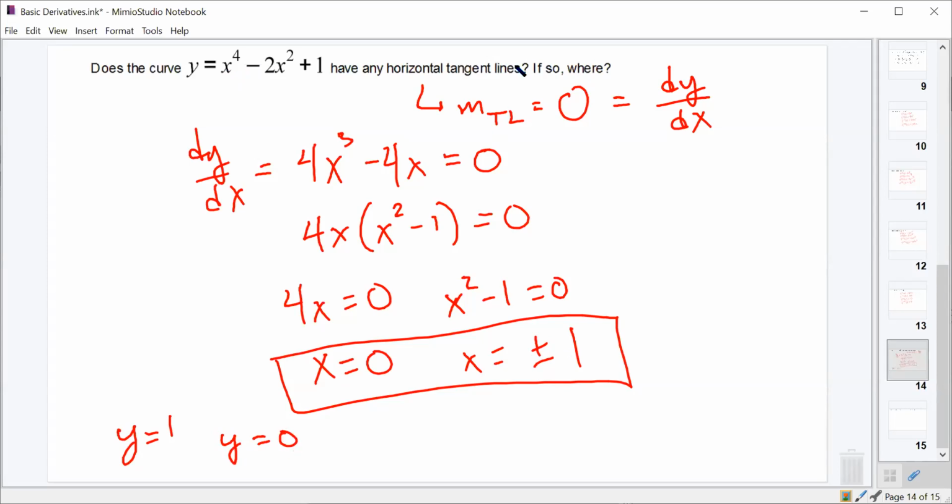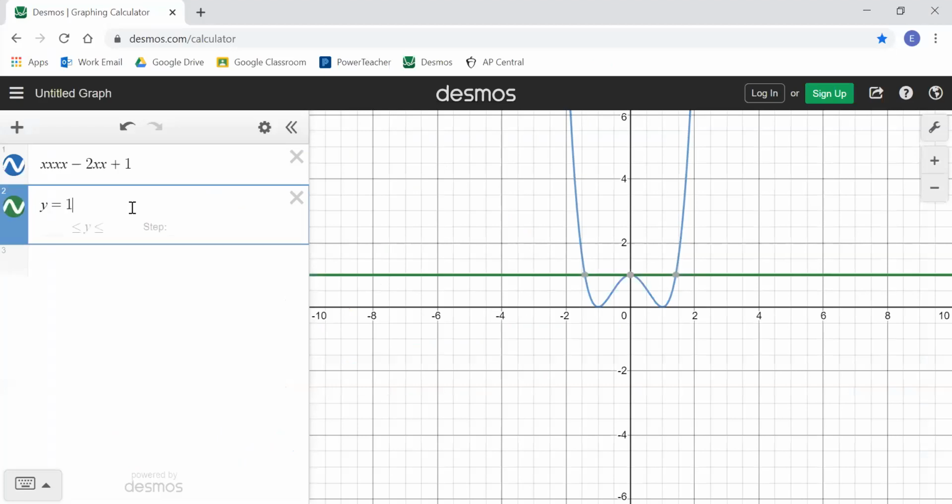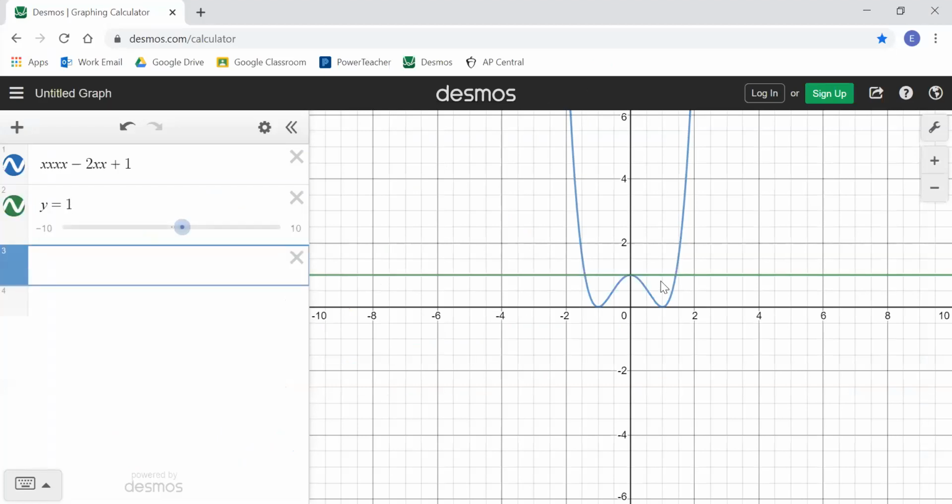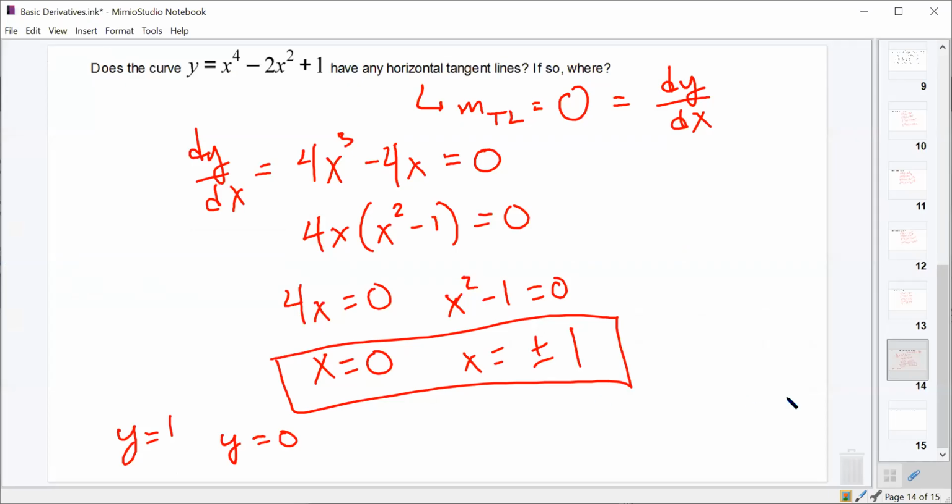So if we go back to the graph and look at y equals 1, that's that horizontal line tangent to the graph at this point. Even though it does cross through it at other points, at this particular point, it's tangent to the graph. And then down here, y equals 0. Same thing, it's tangent to the graph at those points, (-1, 0) and (1, 0). Everybody good? Any questions on that?